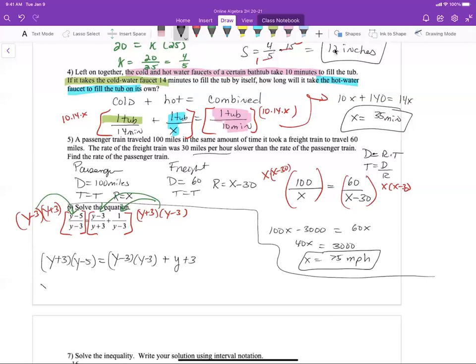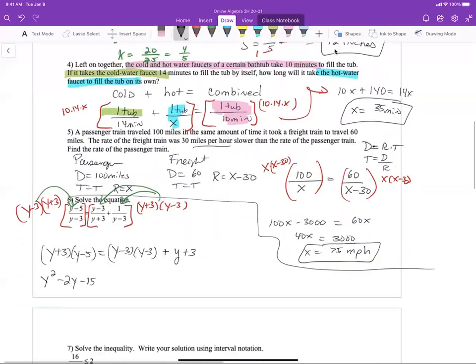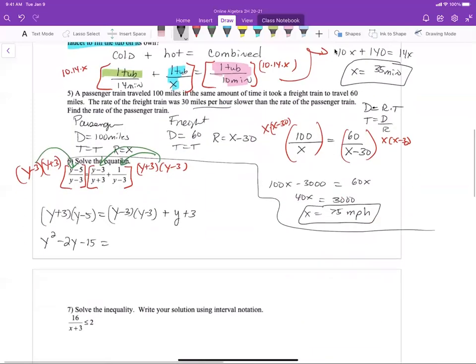So on the left, that will simplify into y squared, and then I have a negative 5 and a positive 3 that gives me negative 2y, and then a negative 15. And that will equal, and then I have to multiply that out. That'll give me y squared. And then I will have a negative 6y plus 9. And then I still have a plus y plus 3. You might think it's quadratic, but it's not. My y squares are on both sides. I can subtract those out.